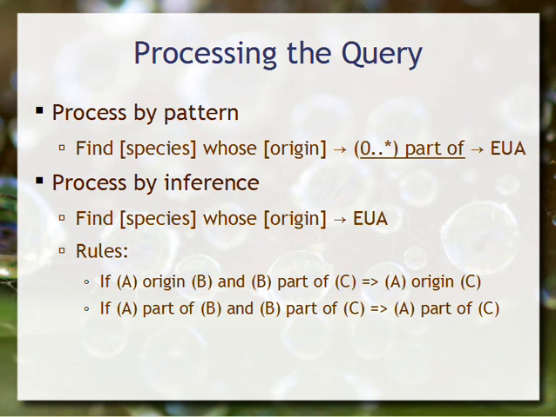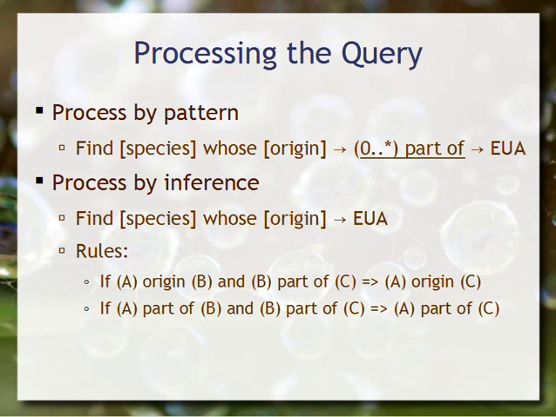The second approach is if you start to put some meaning in the things. If you start to express some meaning. So for example, for the part-of relationship, I can tell that this is a kind of relationship which is transitive. For example, if A is part of B and B is part of C, then A is part of C. So I can express this kind of rule, and it will tell me that no matter how many levels I have, if something is part of something, I can go up until I find what I want. And I can have another rule telling: if A has origin B and B is part of C, then A has origin C.